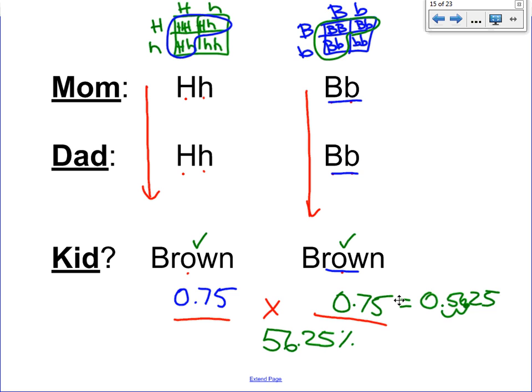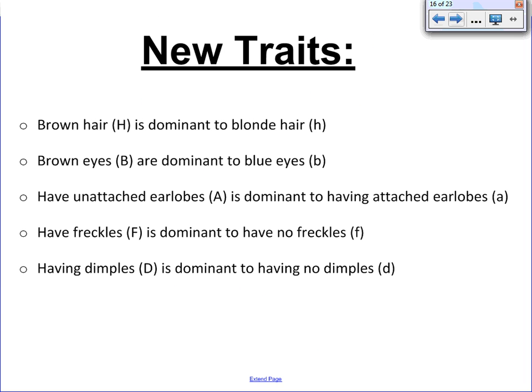All right, let's take a look at another one together. Now, before we do that, what we have to start to see is that only having 2 traits to describe people is not going to be enough here. So what we're going to do is examine some new traits.